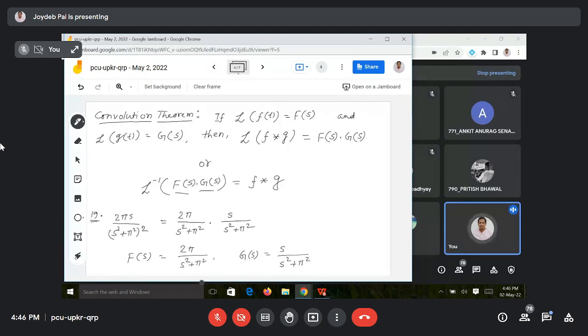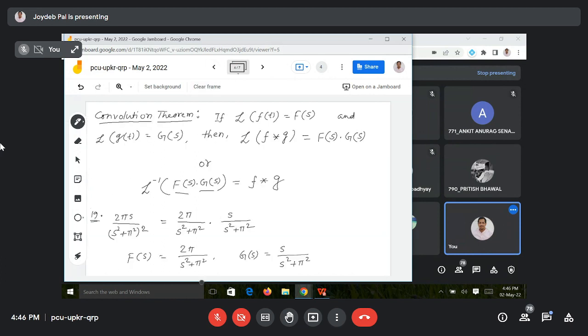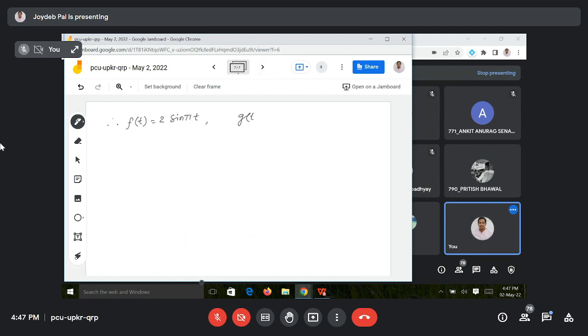Laplace inverse of F(s) is 2 sin pi t, is it not? Yes, sir. And G(s) is s divided by s squared plus pi squared, so g(t) is cos pi t.